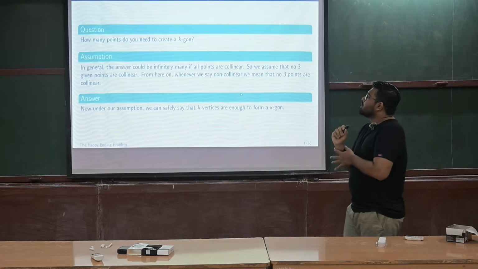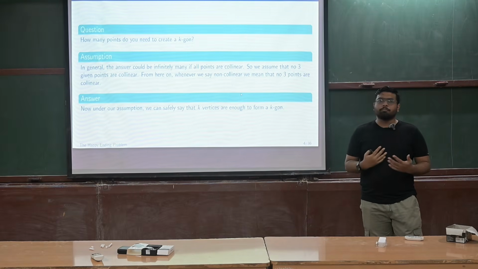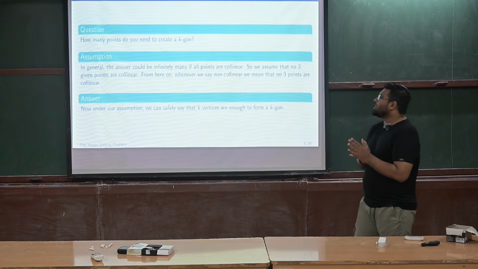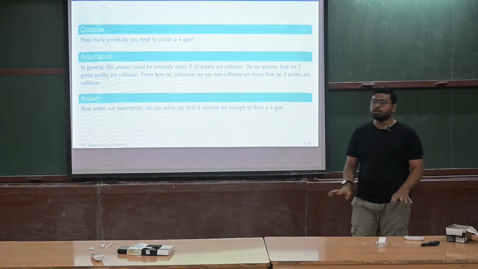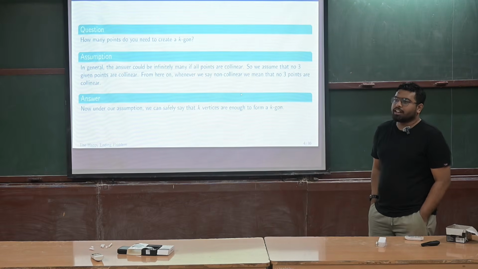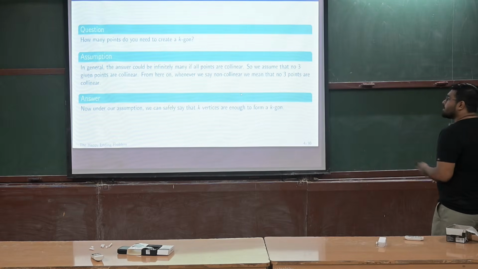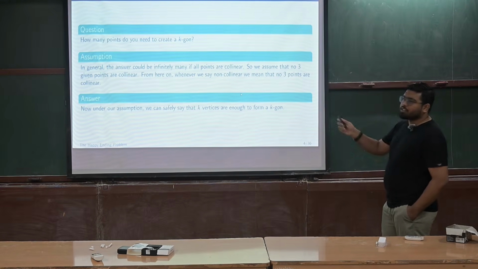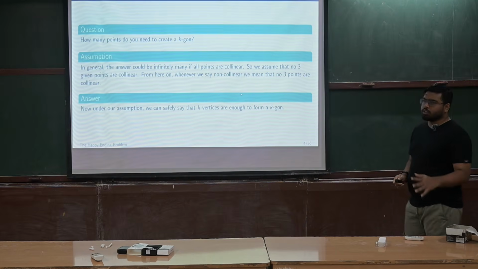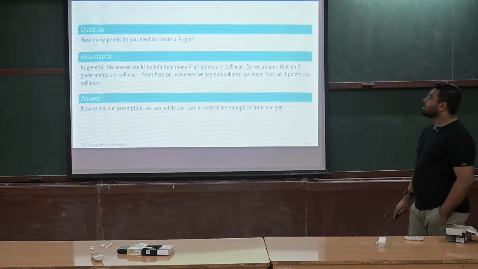Now coming to the important question. Maybe we could keep this a bit interactive if you all would like. How many points do you think we need to create a k-gon on a 2D plane? Well, you need another assumption that the points are not collinear, right? That's our first assumption, because the answer could be infinitely many points if all of them are collinear. So you assume that no set of 3 points is collinear. Under this assumption, you always know that k vertices are enough to form a k-gon.